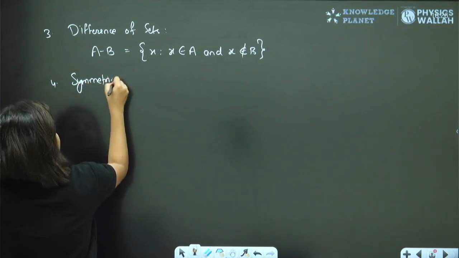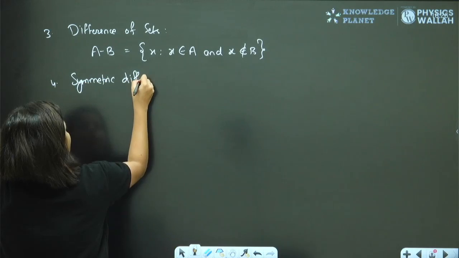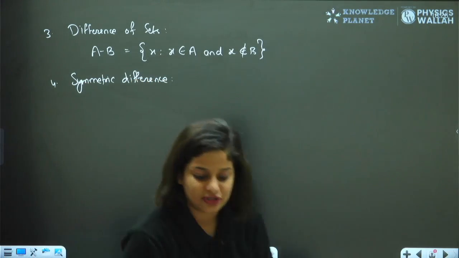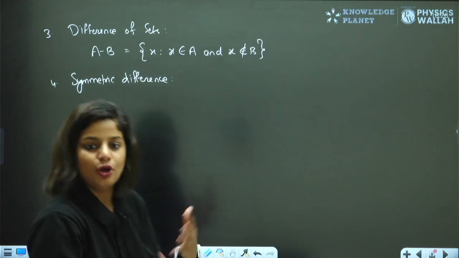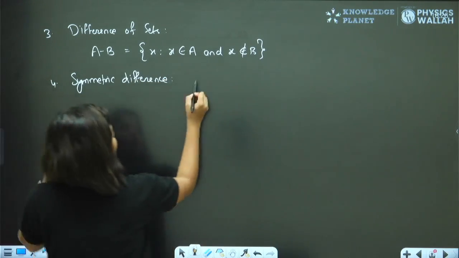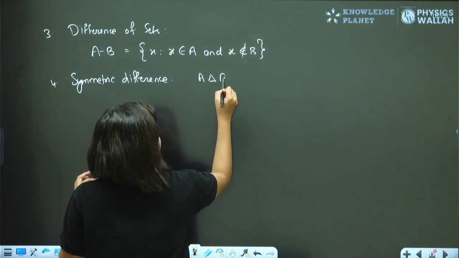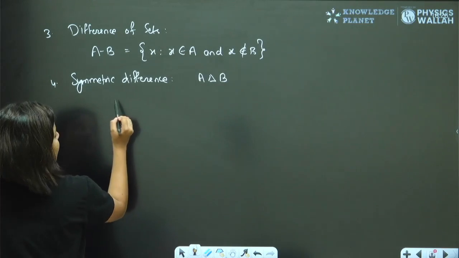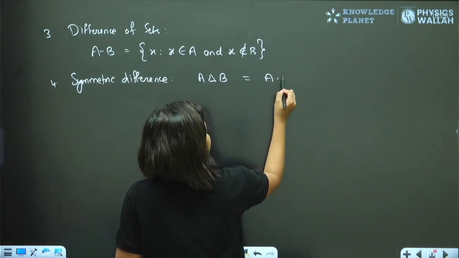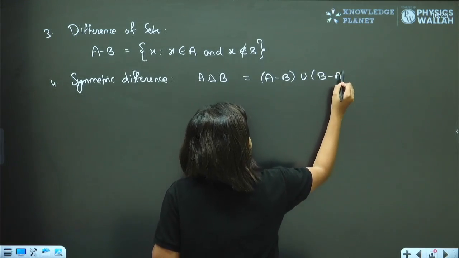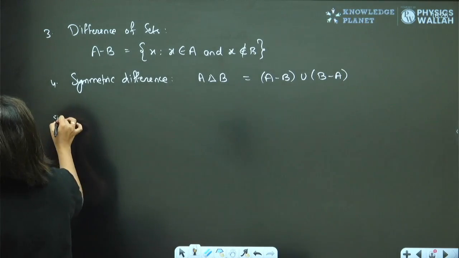The fourth one was symmetric difference. Let's quickly go through all the notes, guys, so we are free to solve the questions. Then we don't have to worry about what question comes our way. Symmetric difference is also denoted as A delta B. This delta is nothing but symmetricity, and it simply means A minus B union B minus A.